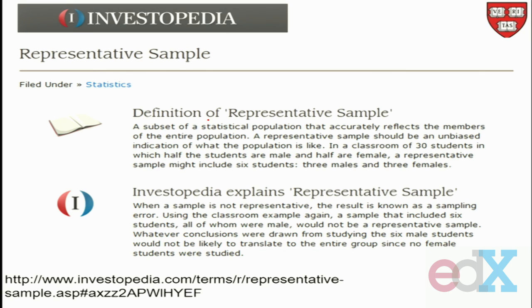Now, using the classroom example again, a sample that includes 6 students, all of whom were male, would not be a representative sample. Whatever conclusions were drawn from studying the 6 male students would not be likely to translate to the entire group, since no female students were studied. Now, there's a couple of things wrong with that. First of all, this is what they're saying: the population consists of 15 females and 15 males. So if we want a representative sample, it's got to be 50-50. So if we take 6, we've got to have 3 males and 3 females.